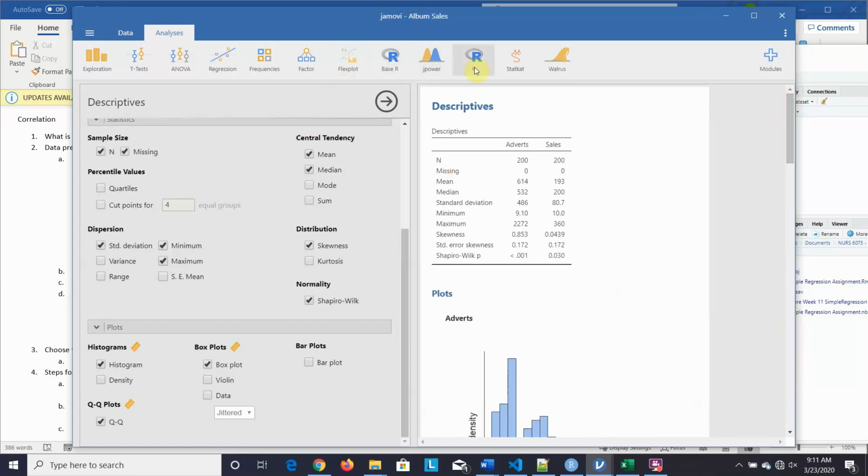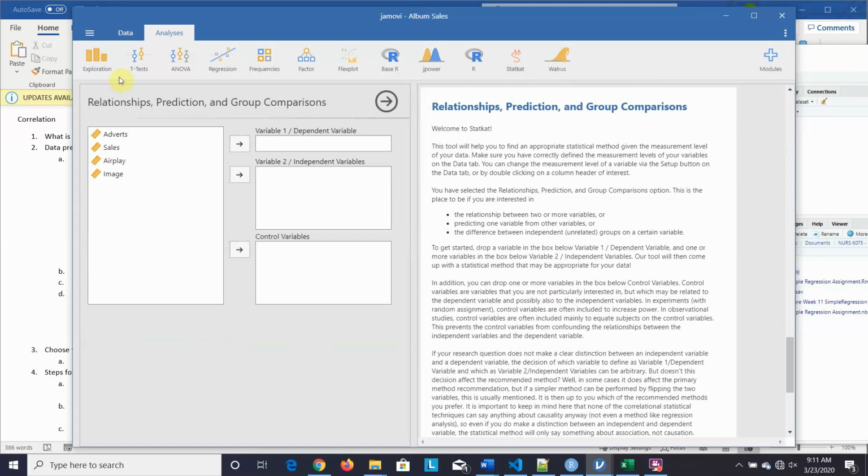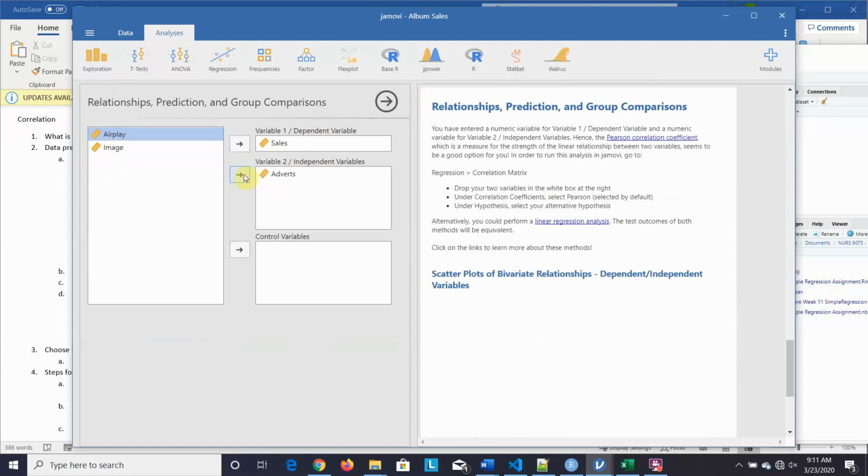Let's go ahead and jump into StatCat. We're looking at relationships and prediction. That's definitely what we're doing with simple regression: we're trying to predict an outcome variable from a predictor variable. Our dependent variable is going to be album sales, and our independent variable, we're only going to use one. We're going to do adverts.